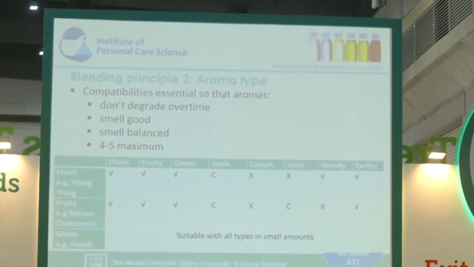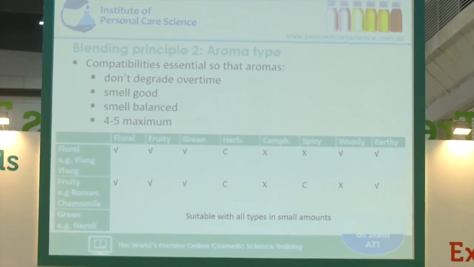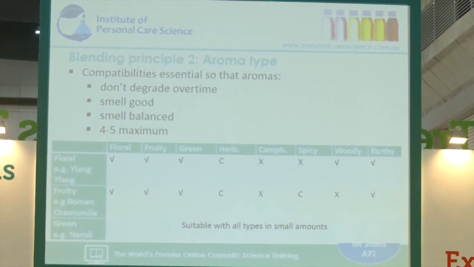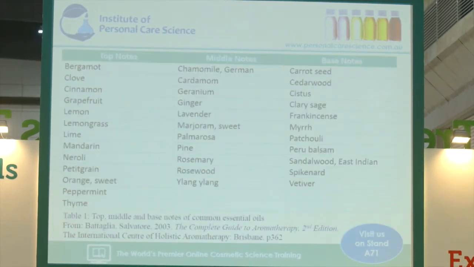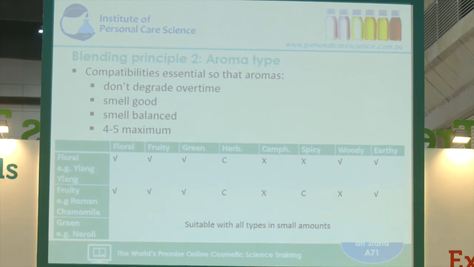Okay, the aroma type. Now this is really, really important. From this table, and it goes on to the next page, we can see ticks, we can see a C, that means use with caution, and we can see an X, which means do not combine these two types of essential oils. So you might have looked at this list and gone, oh, well, that looks pretty easy. I'll just take something from here and something from here and something from here and I'm done. It doesn't work like that. Because if you combine incompatible materials, you can get disaster.